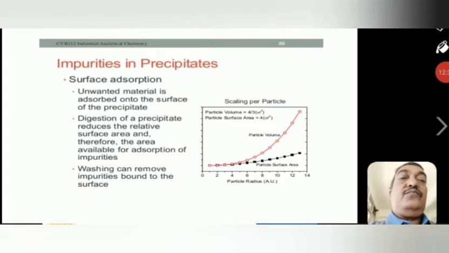Well, we move on to the impurities in the precipitation.